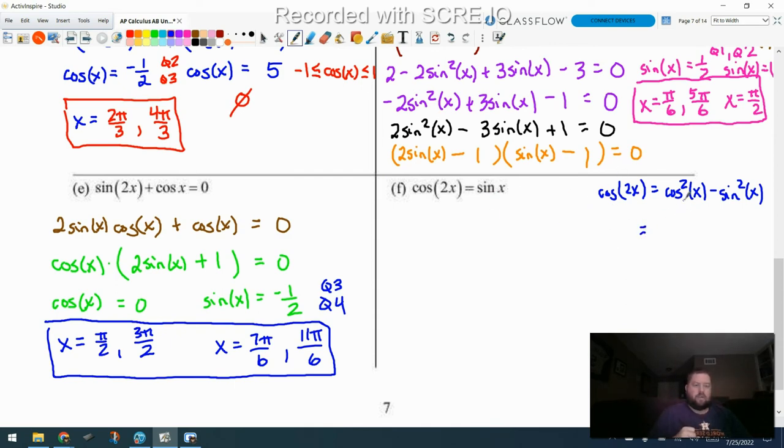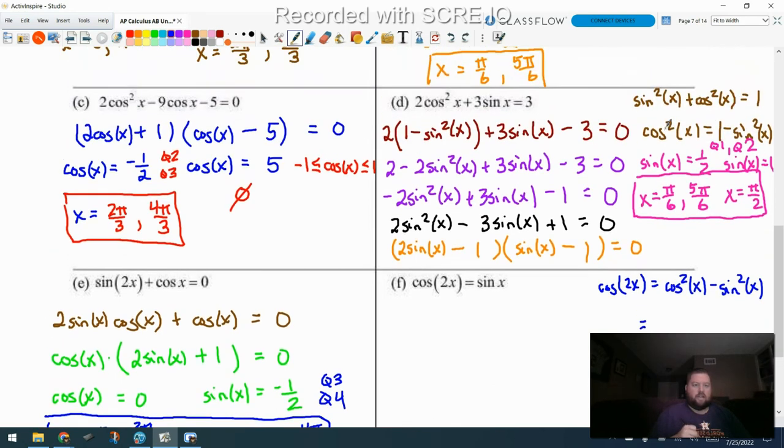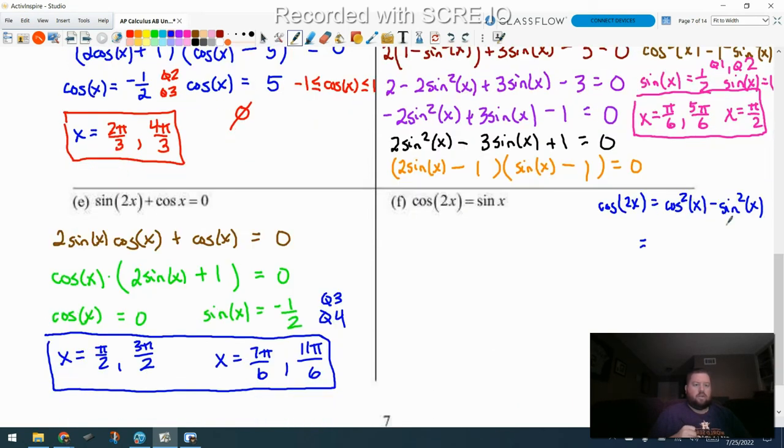Here's another way. If you applied your Pythagorean identity, cosine squared is equal to 1 minus sine squared, then you would get 1 minus sine squared minus sine squared, which would also be 1 minus 2 sine squared. All right, that's looking really good. I think we're going to use that one.